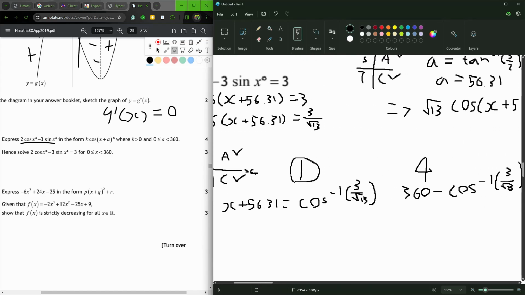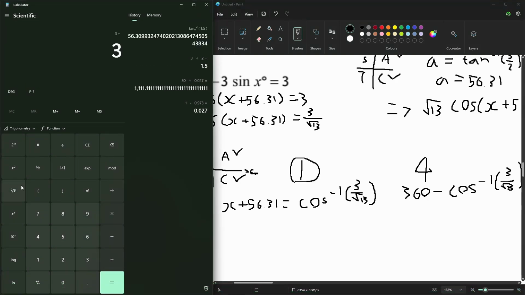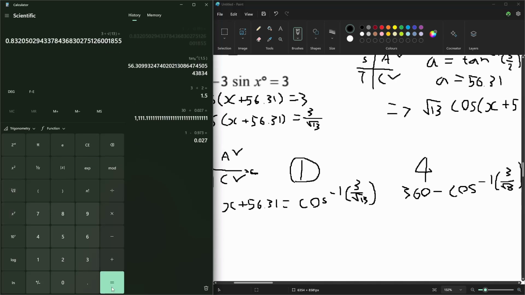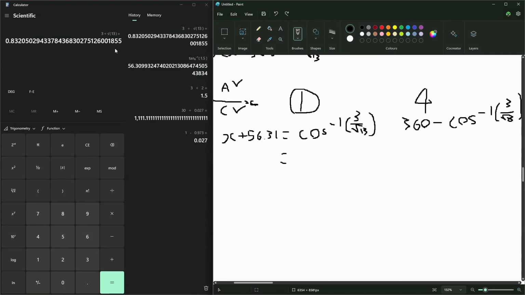Okay. So what is inverse cos of 3 over root 13? Right, I'm back. There's our answer, 0.83. I'm going to write that down. Then I just need to inverse cos it, and we'll get 33.69. We'll just do 2 decimal places, it doesn't particularly matter. So our first answer will be this. Well, almost an answer. Remember, we've got this phase angle to worry about.